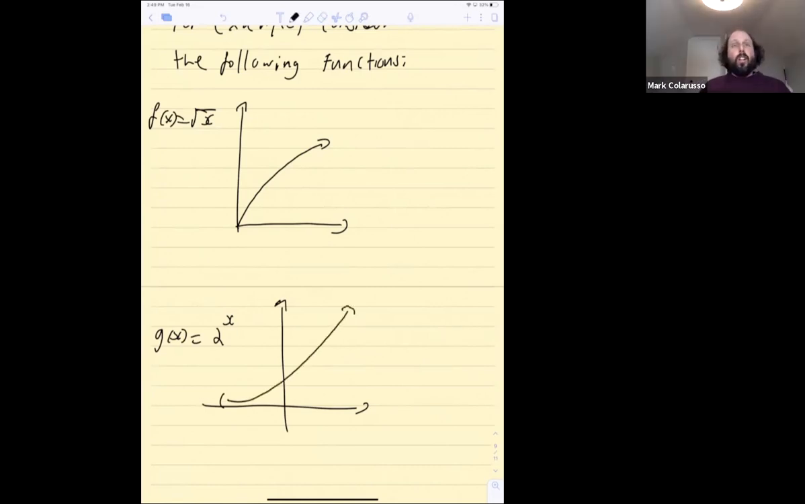Now, both of these functions are increasing. They both have derivatives that are positive. So f prime of x here is positive for all x, and g prime of x is positive for all x. We know how to compute the derivative of this one from the power rule. This one, we don't know how to find the derivative from the formula yet. We'll do it eventually. But you can see from the graph, if you believe me, that it is positive.